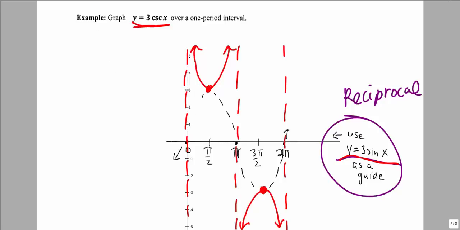And if we erase the sine guide that we dotted in, then what we're left with is a 1 period interval of y equals 3 cosecant x.